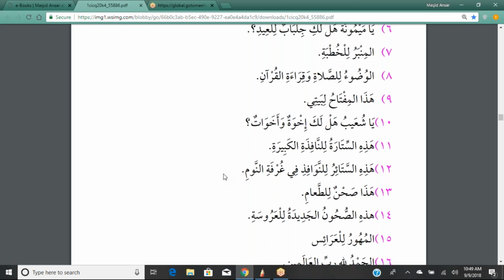What does this mean? This is the key to the house. This key is to my house. Right, look at everything. Don't take it generally, like the house. No, it's my house, libayti. This key is for my house. Miftah, what's the plural? Mafatih. Mafatih wa mafatih. Both of them.